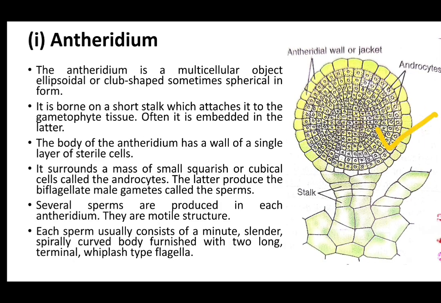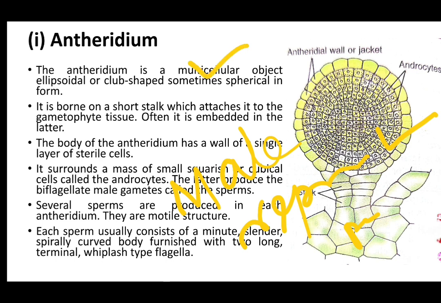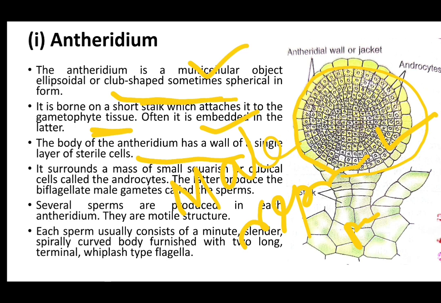It is the antheridium or male reproductive part. Antheridium is a multicellular object, ellipsoidal or globe shaped. It is borne on a stalk attached to the gametophytic plant. That means it is borne on the gametophytic plant. Then this antheridium has a wall of single layered sterile tissue.